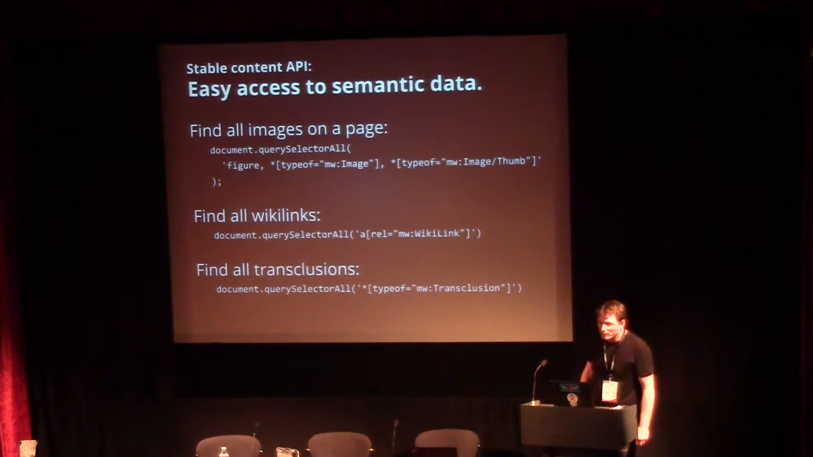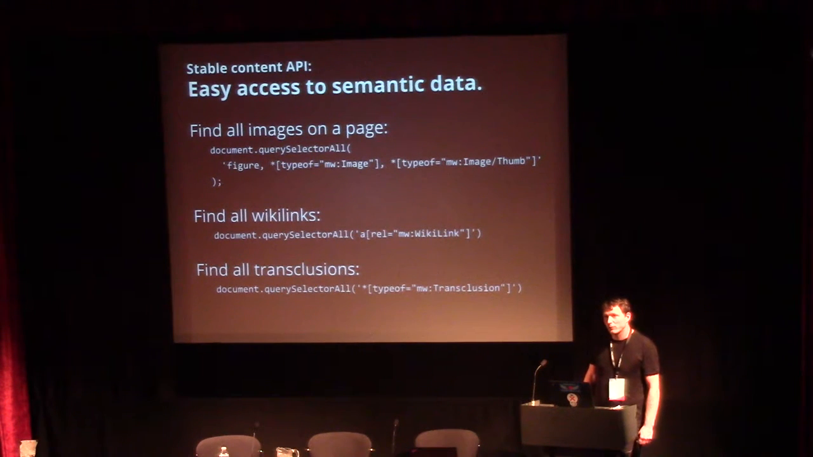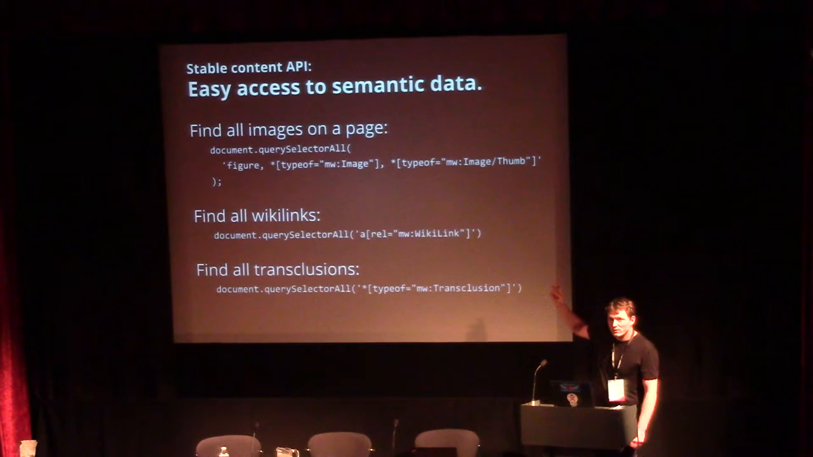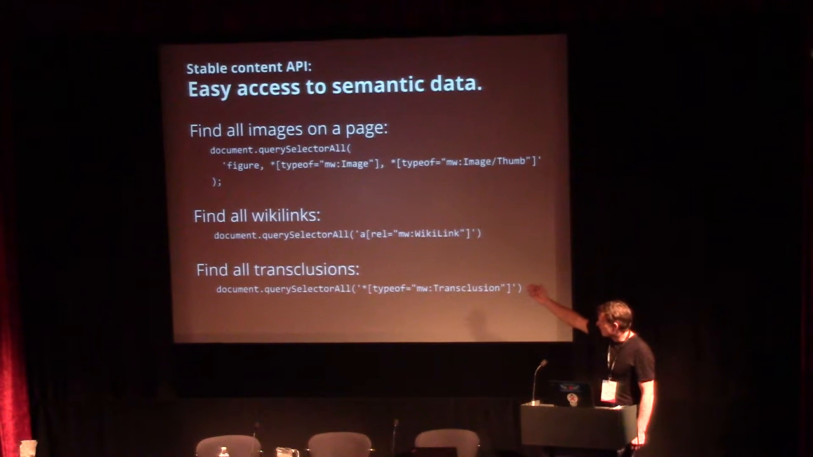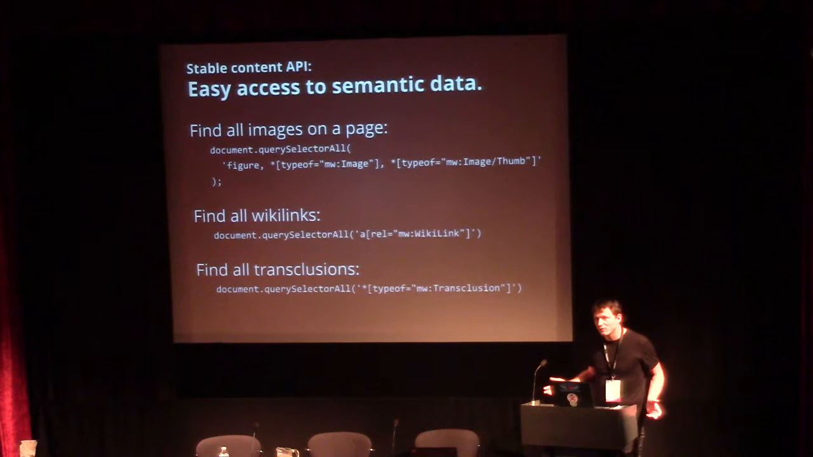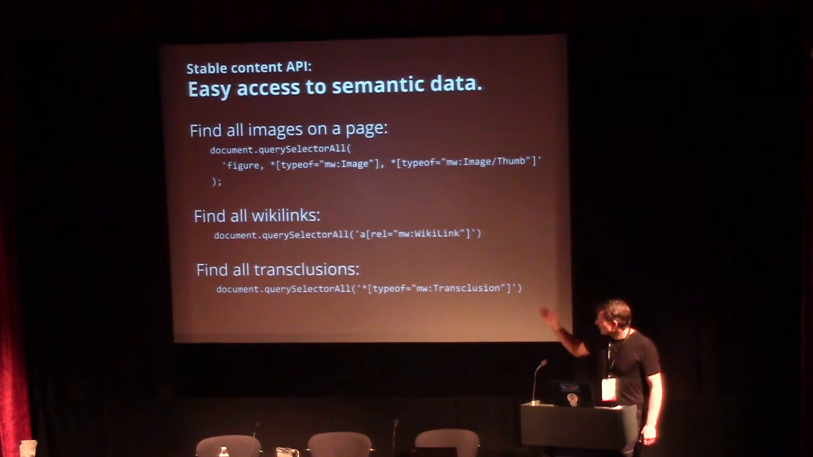These are some examples of how you can use this programmatically. You can just use DOM selectors to retrieve specific kinds of elements. For example, get all the images. This is a little bit more complicated because we have different kinds of images. Get all the wiki links, that's really straightforward. Transclusion is also very straightforward because it's just an attribute match. And then you get a list back, you can walk through them and do something with them. So if you want to use this to extract semantic information for Wikidata, for metadata, for comments, whatever, it's very straightforward to do.